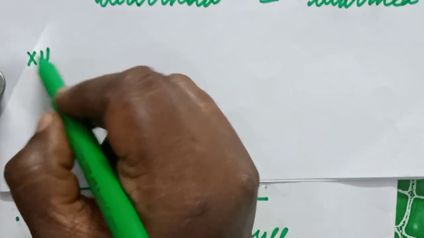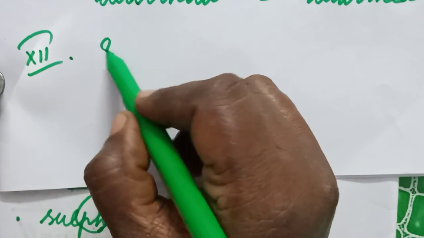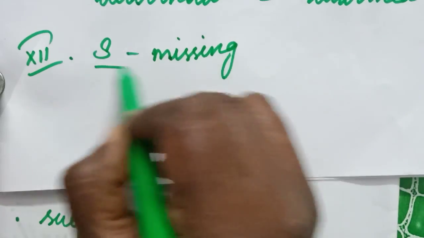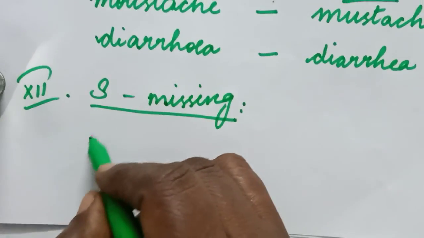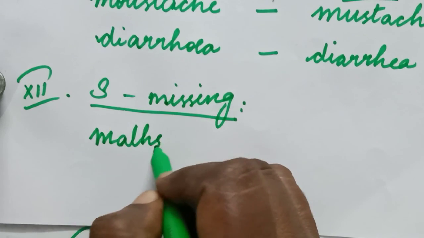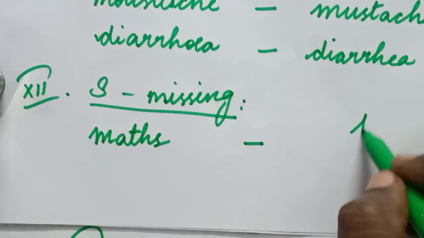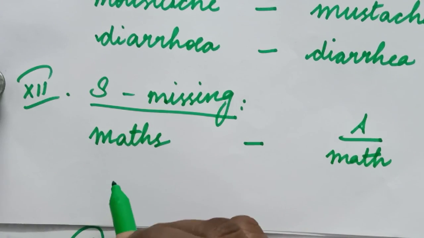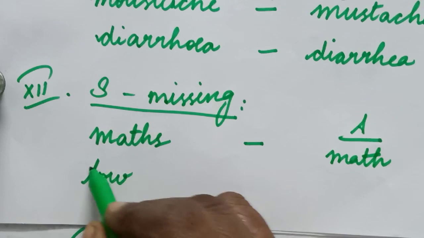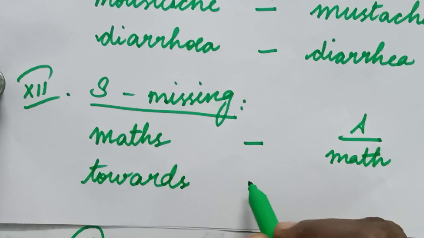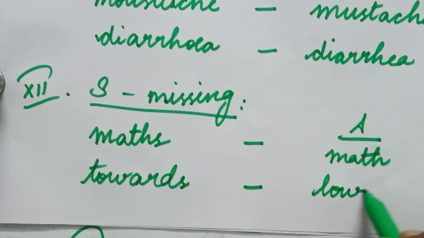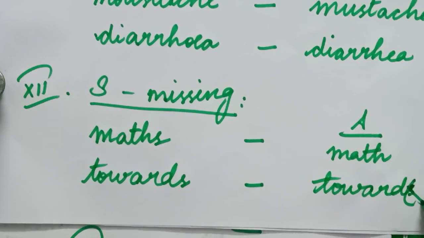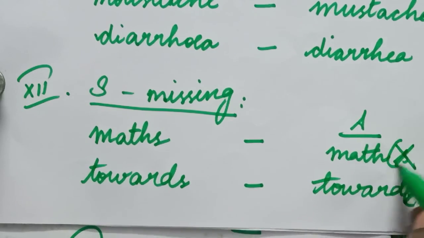Next one is S missing. What is this S missing? You can see maths. We generally say maths in British English, right? But in American English we say only math without this S. Okay, next is towards. This will be toward. Okay, so this S should not come here.